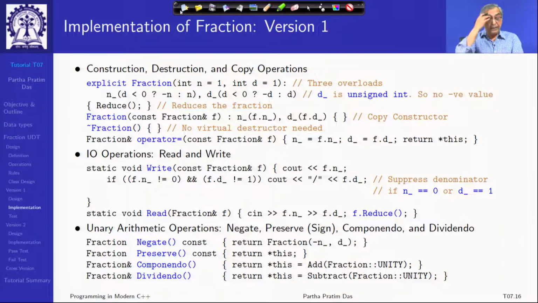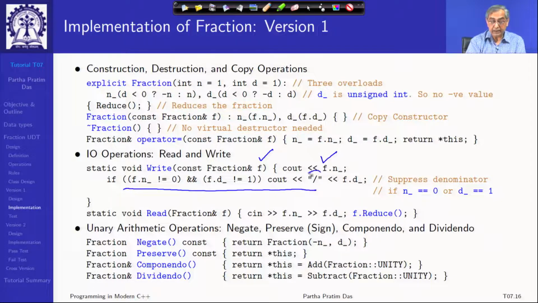There is nothing great in terms of the copy constructor, because there are no resources, destructor or copy assignment operator, they are routine. In terms of writing, you will write one component and then write a slash to write the second component, 2 by 3, but putting some conditions that if the numerator is 0, then do not write it as 0 by 1 or 0 by 5, it is better to write it as 0, or if the denominator is 1, then it is a whole number. So, it is better to write just the whole number.